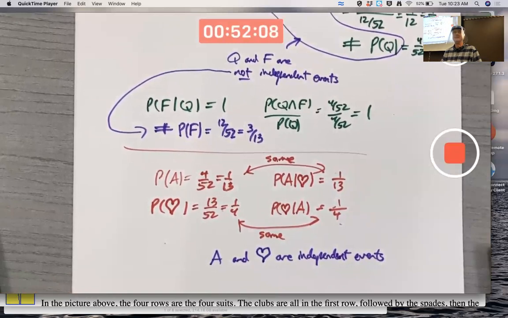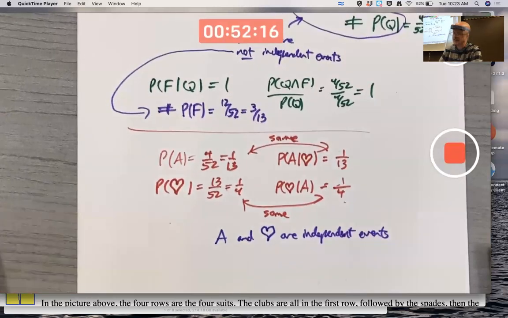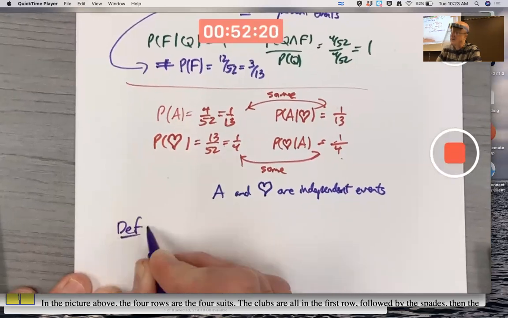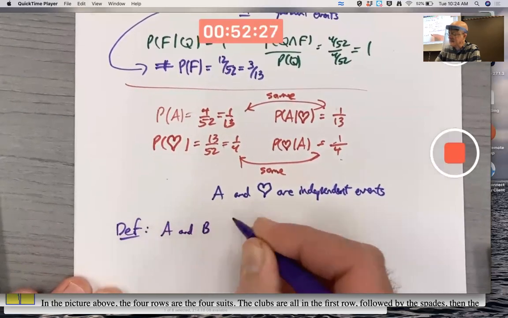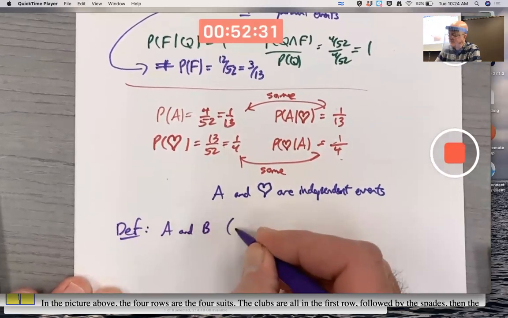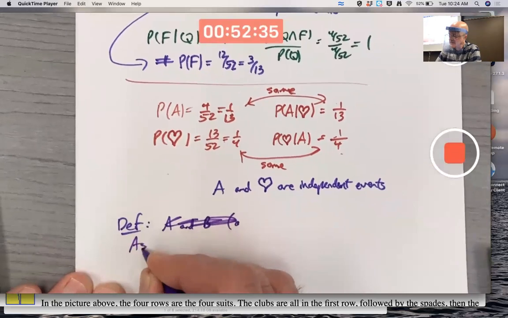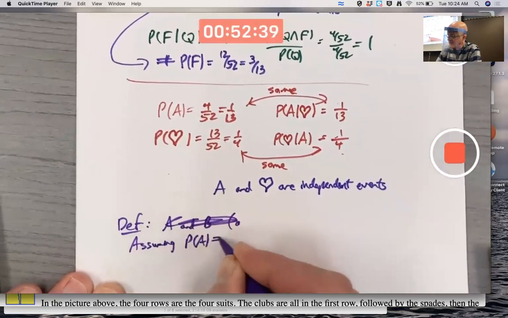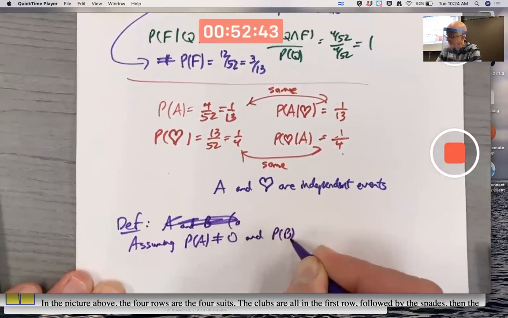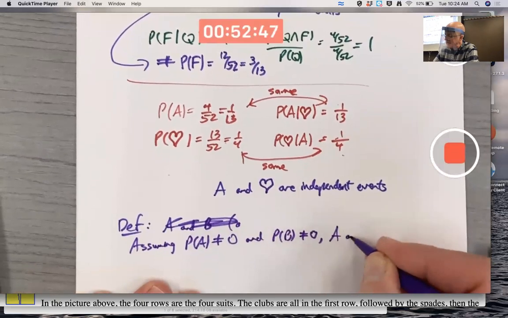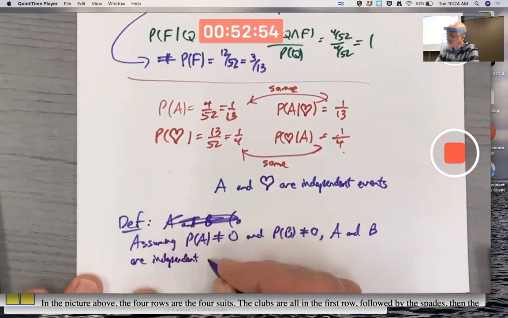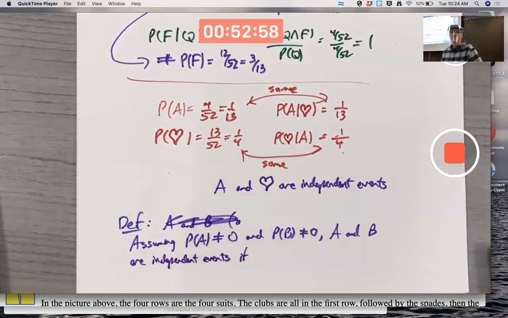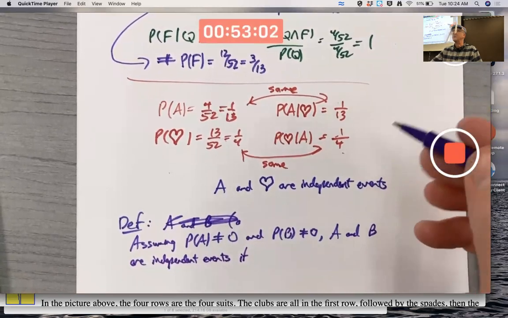Something else really important happens with independence that is more related to its applications. So the definition of independence, the book labels this a theorem, but it's better to call it a definition. Assuming P of A is not 0 and P of B is not 0, A and B are independent events if what's true, the equality between ordinary probabilities and conditional probabilities is true.